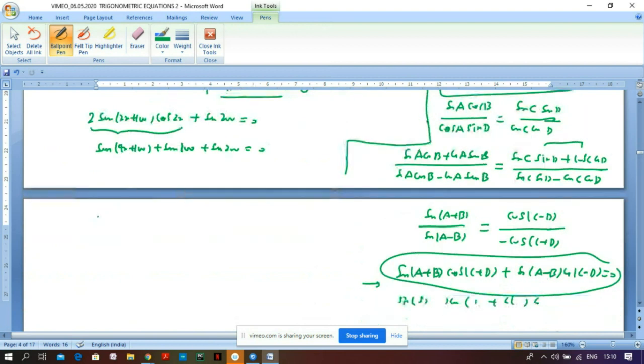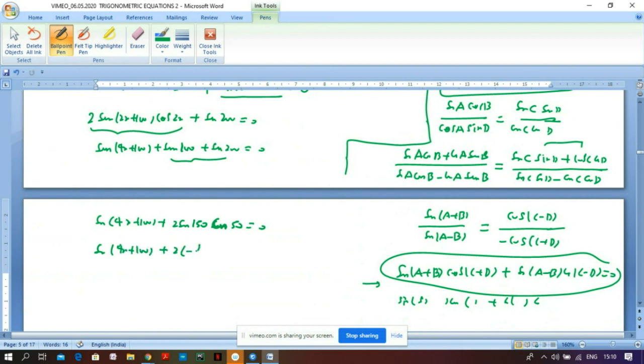I can again do this way. Sine of 4x plus 100 plus sine C plus sine D is 2 sine of C plus D over 2, that is sine 150, and cos of C minus D over 2, that is cos of 50. So you got cos 50 equal to 0. So sine of 4x plus 100, 2 sine 150, that is 2 into negative 1 over 2, times cos of 50 equal to 0.